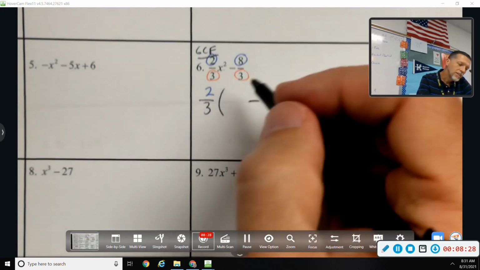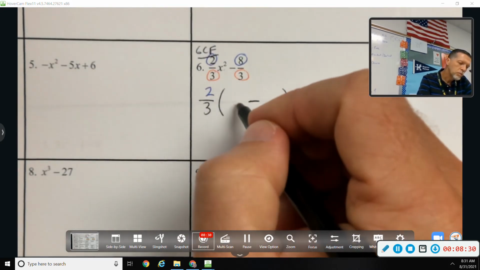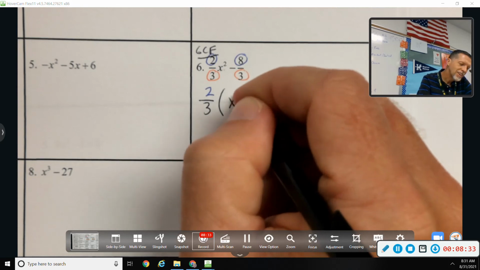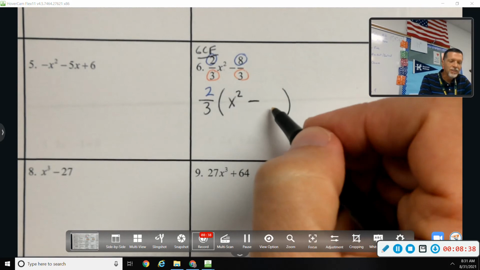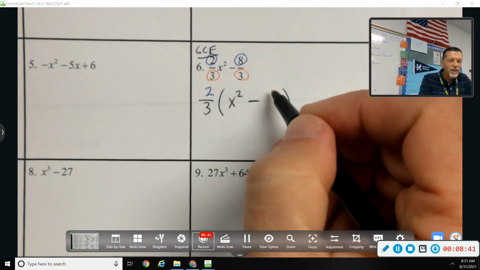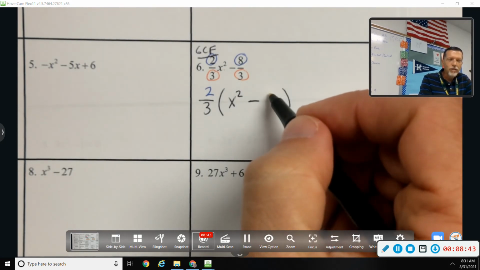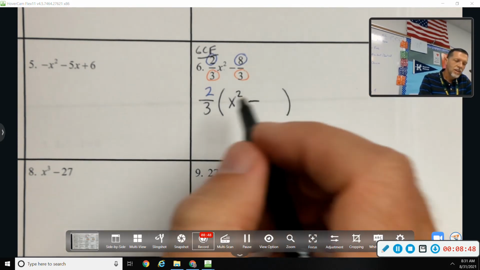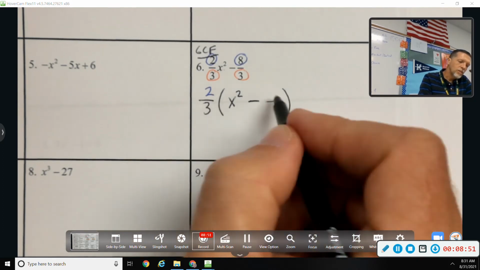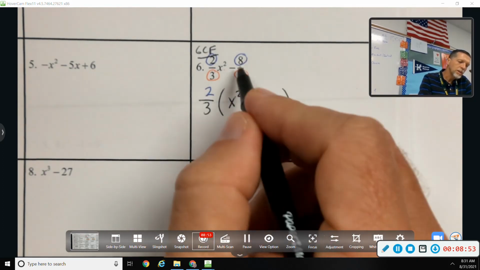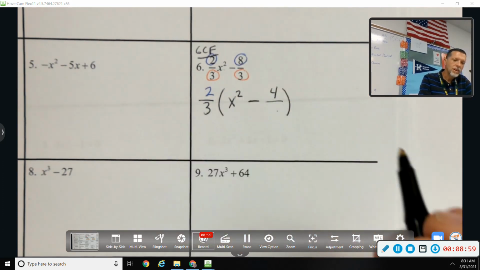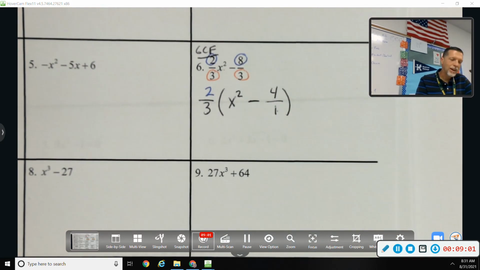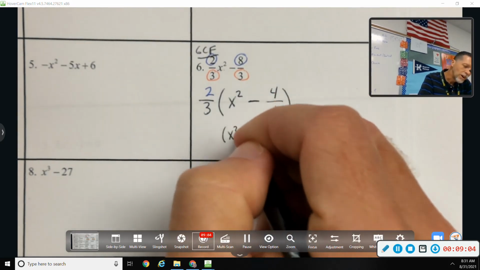So let's figure out what's left. 2/3 times what would get me 2/3 x squared? That's kind of an easy one. We took the whole coefficient off of it. And then 4/3. The next one takes a little bit of thought here. It's not 4/3 because of how you multiply fractions. I'm slow. So let's just go piece by piece. 2 times what would get me to 8? 4. 3 times what would get me to 3? 1. And then we realize I didn't really need to write 4/1, but it's not wrong.